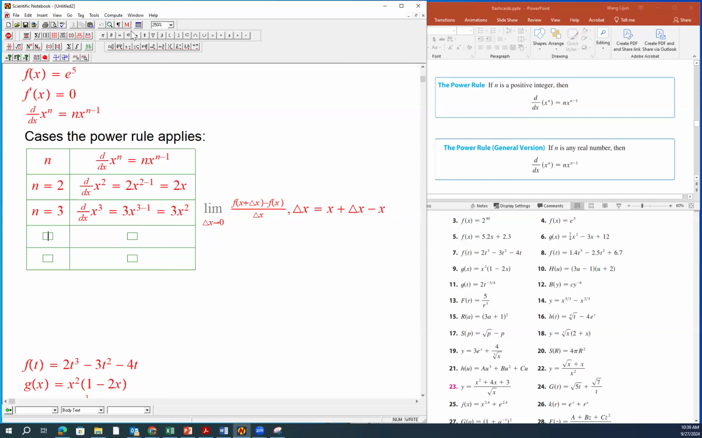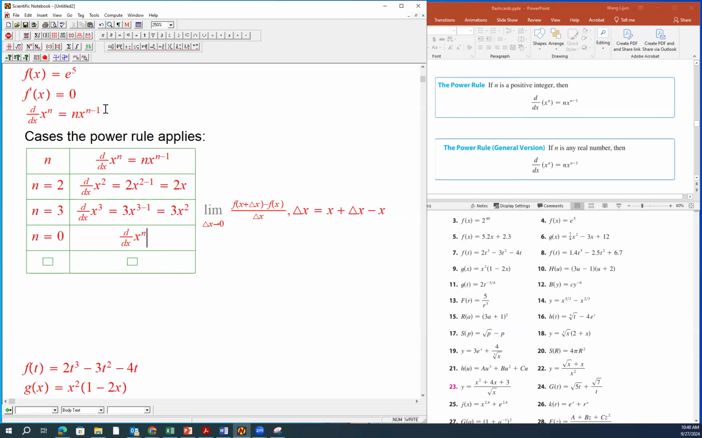When n equals 0, we're differentiating x to the power 0. x to the power 0 equals 1. The derivative of 1 is a constant, and that equals 0. Okay, n can even be 0. n can be fractions.